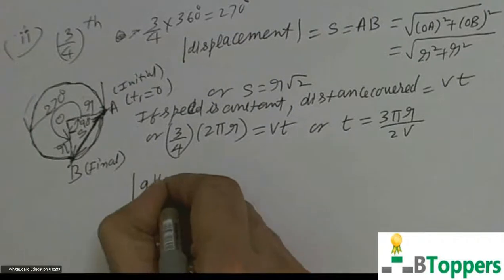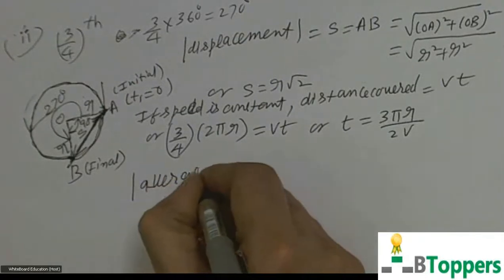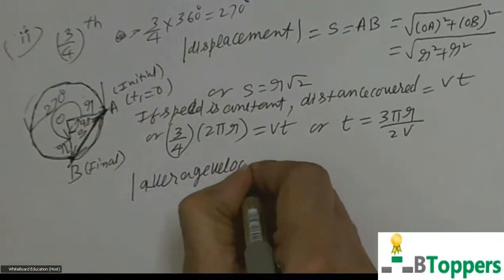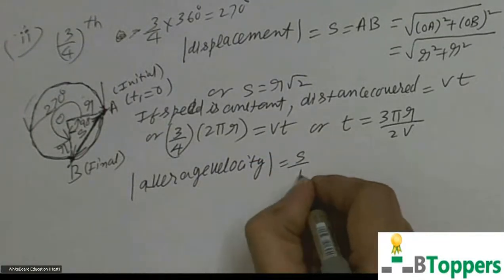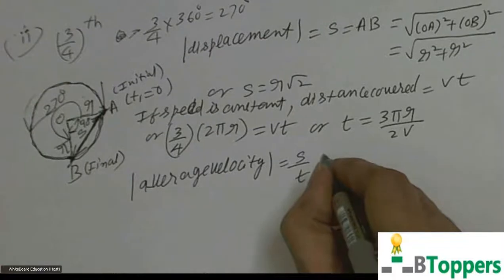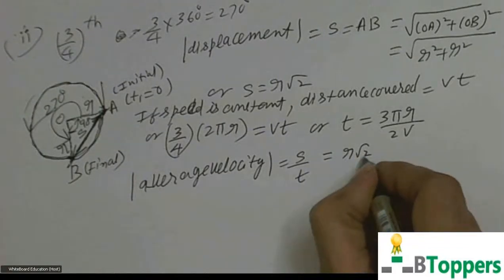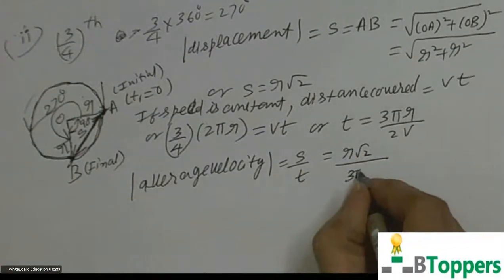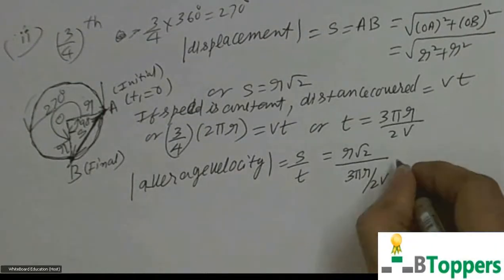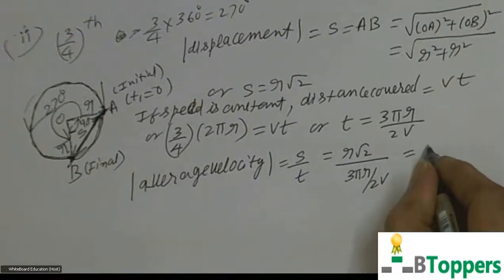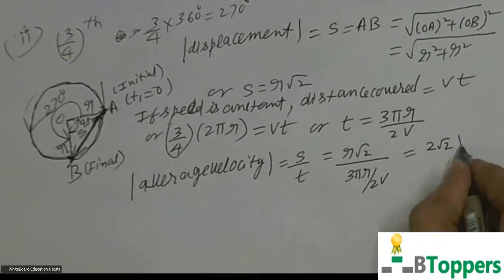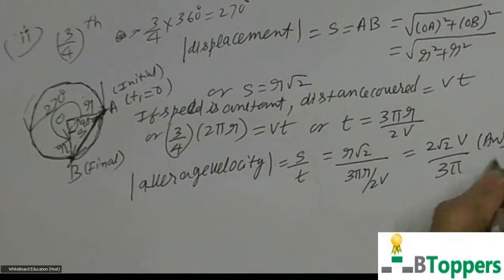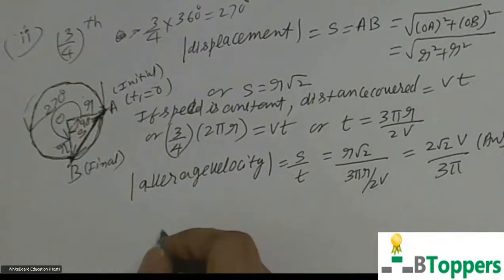Therefore, the magnitude of the average velocity of the particle is equal to the magnitude of the displacement by the time interval. That will be r into root 2 by 3 pi r by 2v, or you can write it as 2 root 2 into v by 3 pi. That's the answer for the magnitude of the average velocity.